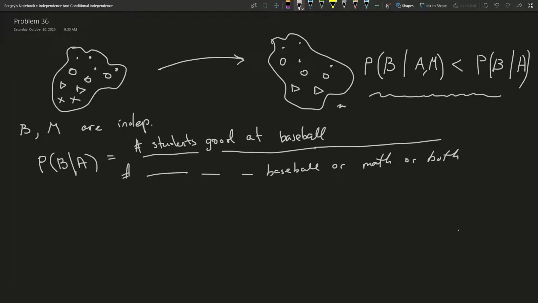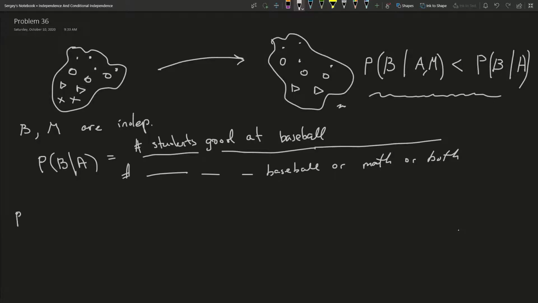And the reason I'm not writing the number of students good at baseball and accepted is because if a student is good at baseball, they've automatically been accepted. That is one acceptance criteria of our college. If you're good at baseball or math or both, you're automatically accepted. So saying that you're good at baseball automatically means you've been accepted.